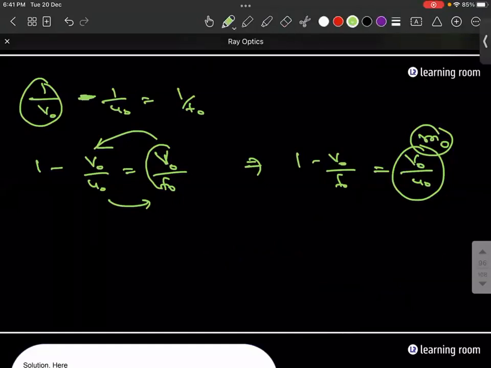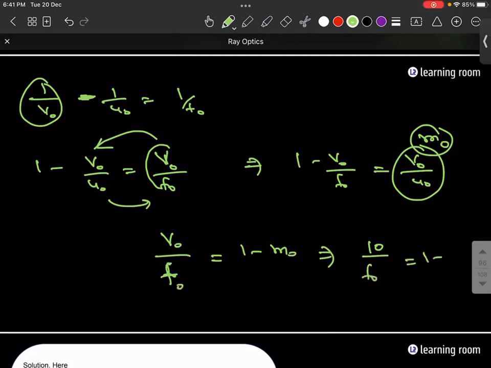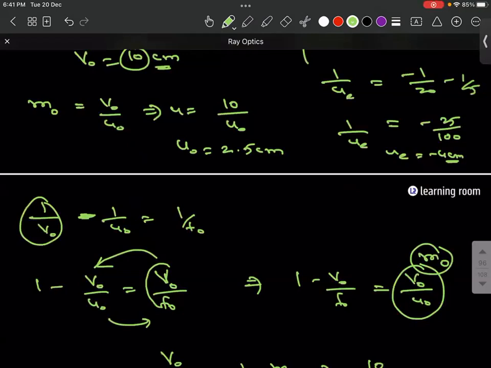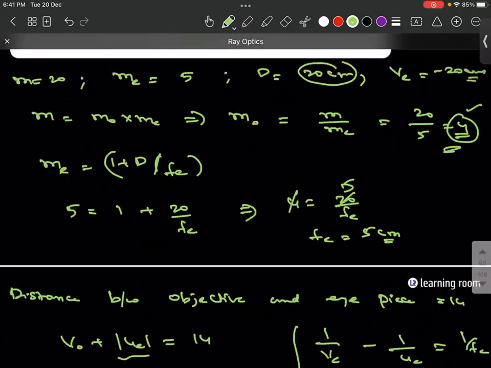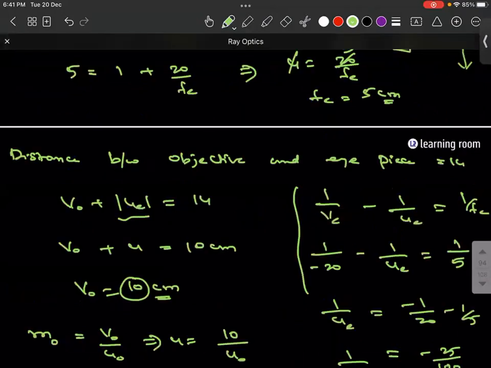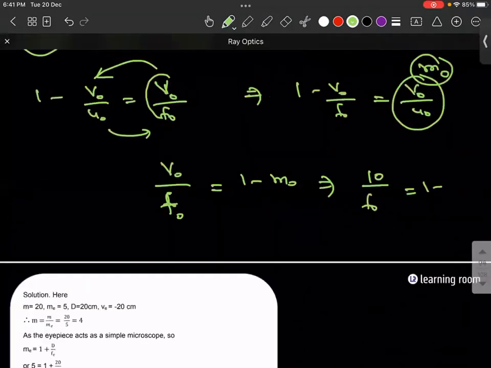So listen, V naught divided by F naught is equal to 1 minus M naught, which implies V naught is 10, no doubt in that, because it is on the right. What is the value of F naught? That is what we need to calculate. What is the value of magnification produced due to the objective? It produces a real and an inverted image. So for this, the magnification should be taken as minus 4.